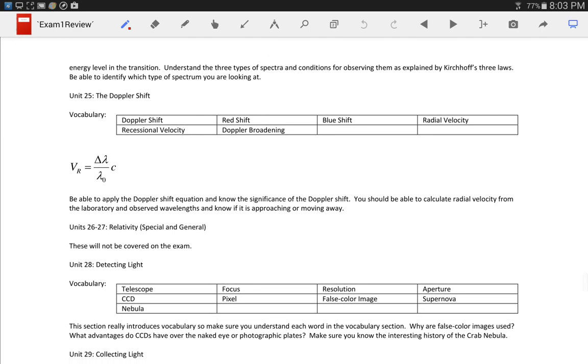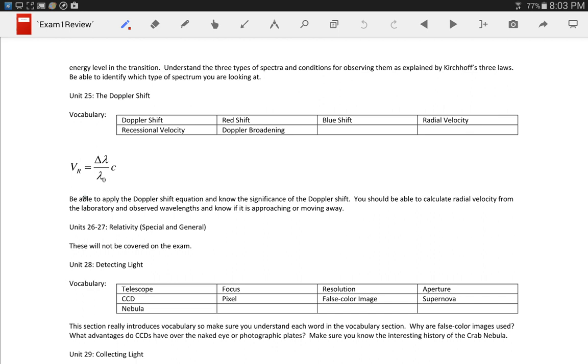So let's look at the Doppler shift. Now in their presentation, the last students that did the presentation talked about the Doppler shift, and I've talked about it in very small amounts, but it is an important concept.